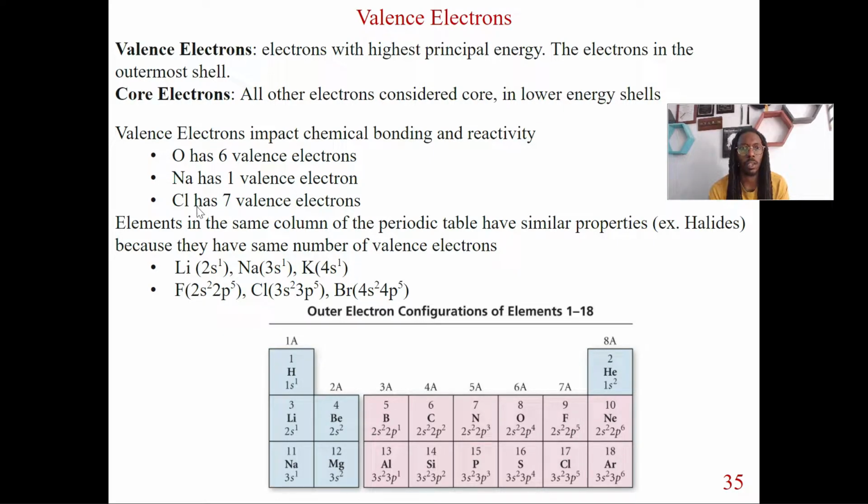So we look at chlorine. Chlorine has seven valence electrons, right? That means that it's going to have seven electrons in the outermost shell. Now, Dr. J, how do you know how many valence electrons elements have? There are a couple of ways we can find this out.